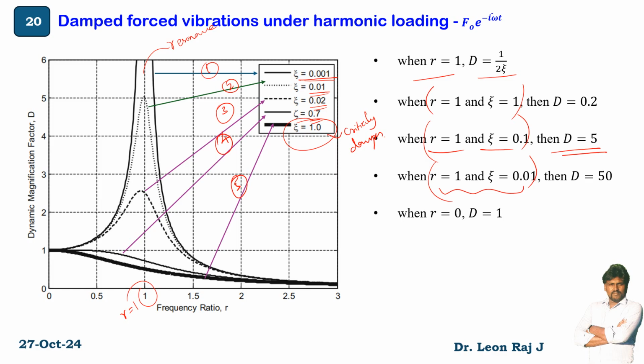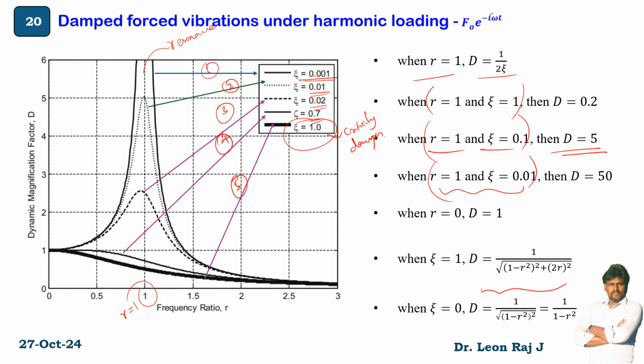So R and psi. When R equal to 0, D equal to 1, and R psi equal to 1, D equal to, this is the expression, 1 divided by (1 minus R square) whole square plus 2 R square. When psi equal to 0, the dynamic magnification factor looks like an undamped dynamic magnification factor.